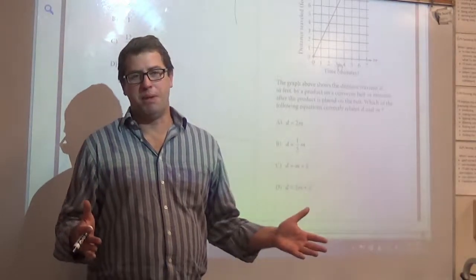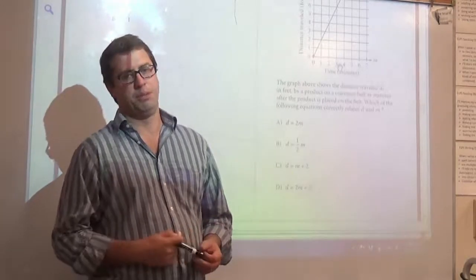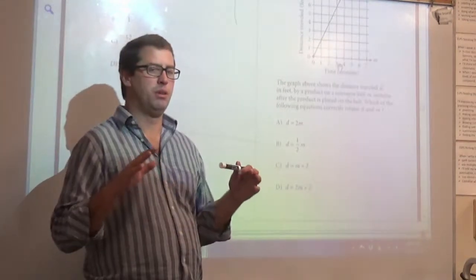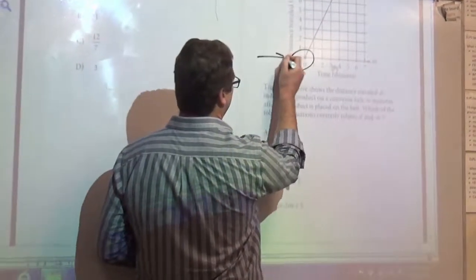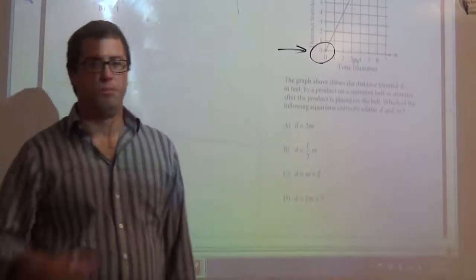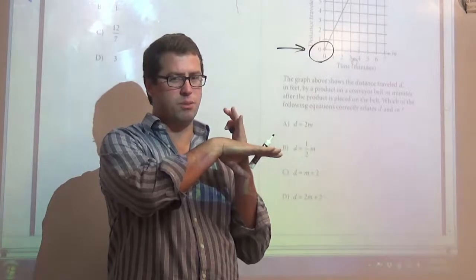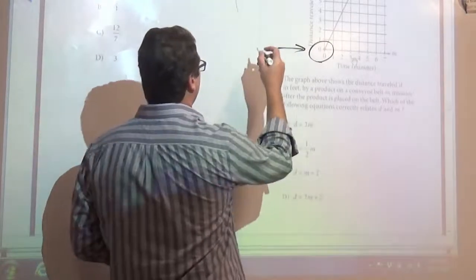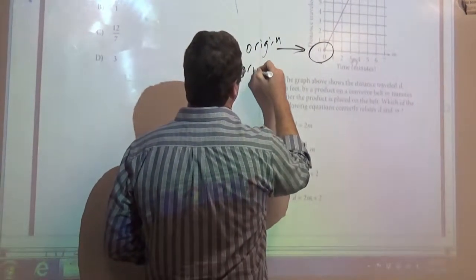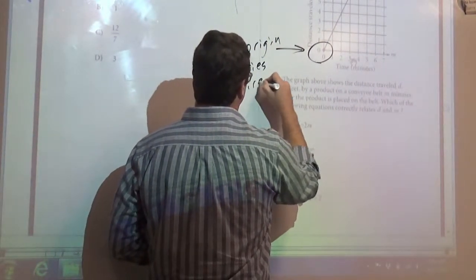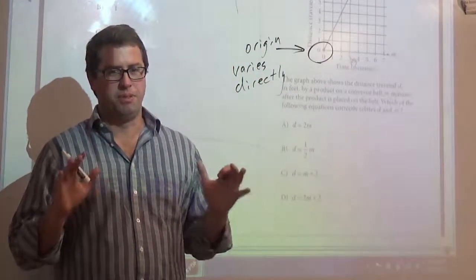So we don't have to do any math at all on this one. We just have to understand how to properly set up an equation. So what they're really asking about here is for us to notice this. That means that our line goes through the origin. It hits right at the x and y axis. That means it varies directly. The math tests really like stuff that varies directly.